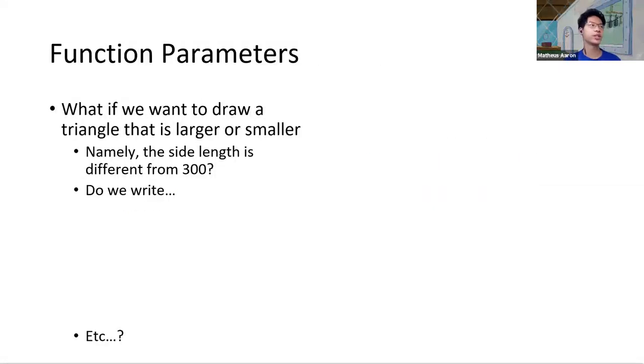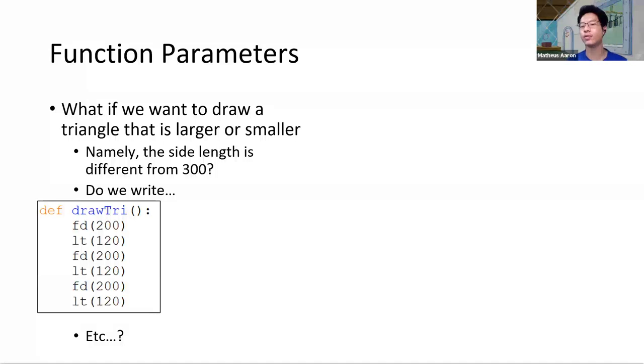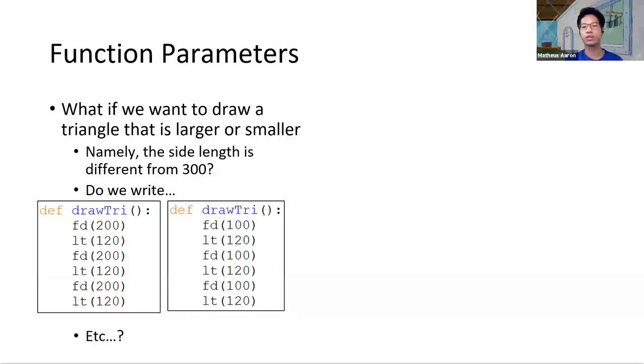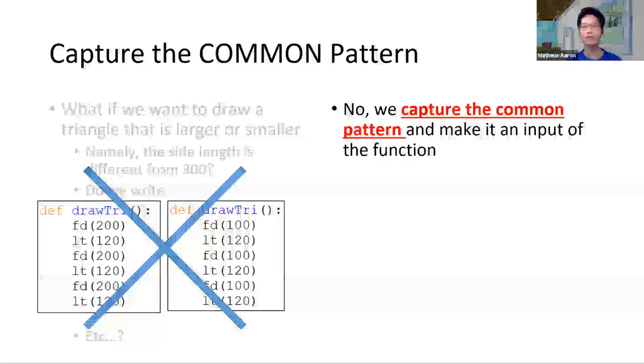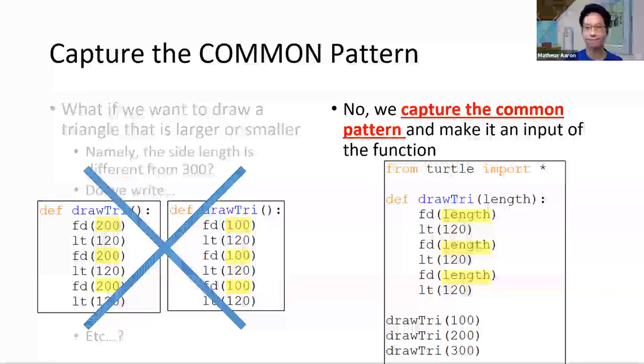But what if we wanna change the length of the triangle? Should we rewrite a new function, like change the distance to 200 and then 100, or perhaps just write another one? I think as you guys can guess by this point, you don't have to. In functions, you can capture common patterns and make them an input for the function, which is this way. Define draw triangle length, forward length, and so on, and then you can change the parameters.